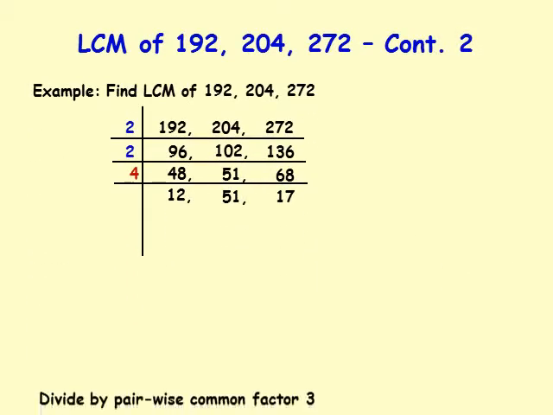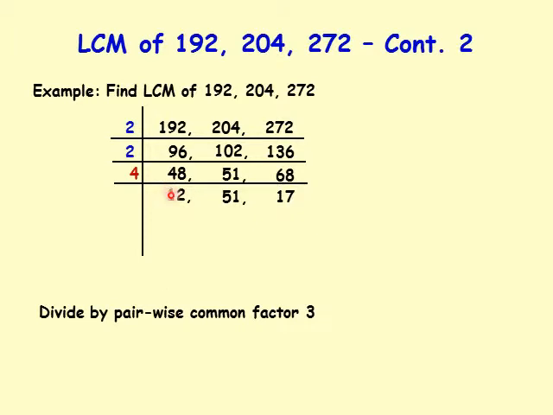So we've gone this far now. The common factor 3 is of the first two numbers, a pairwise common factor 3. So we divide by 3 now. When I divide 12 by 3, it's 4. When I divide 51 by 3, I got 17, and 17 is not divisible by 3. We'll keep the 17 here. So 3 is a common factor to the numbers 12 and 51, pairwise common.